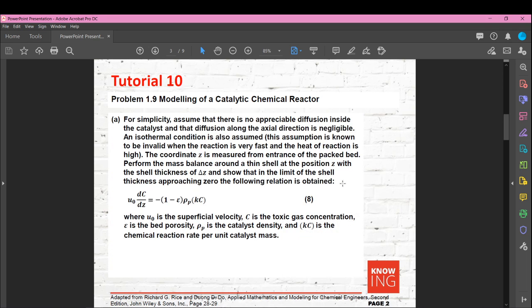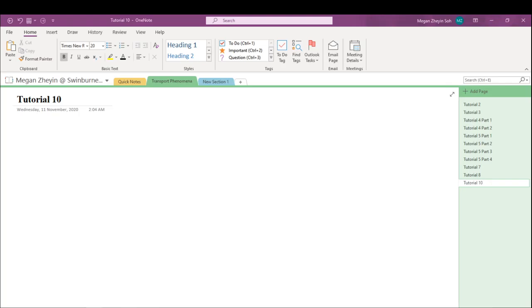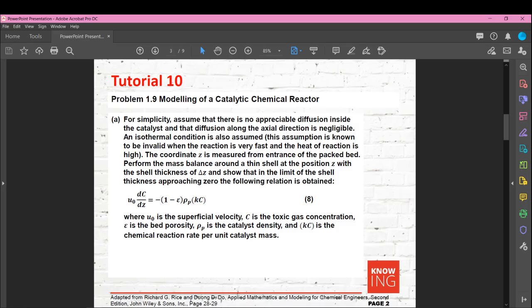Perform the mass balance around a thin shell at the position z with the shell thickness of delta z, and show that in the limit of the shell thickness approaching zero, the following relation is obtained. Here mu zero is the superficial velocity, C is the toxic gas concentration, epsilon is the bed porosity, rho P is the catalyst density, and Kc is the chemical reaction rate per unit catalyst mass. So we are asked to do a simple mass balance.